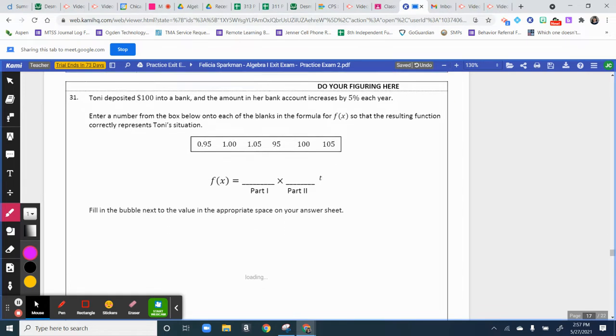All right, so 31 is also looking at an exponential function. And just to make sure everyone understands the basics for the exponential function, if we have f of x equal to a times b to the x, and I know a lot of you started working on this, but just in case, the a value is your initial value, your starting point. Also your y-intercept.